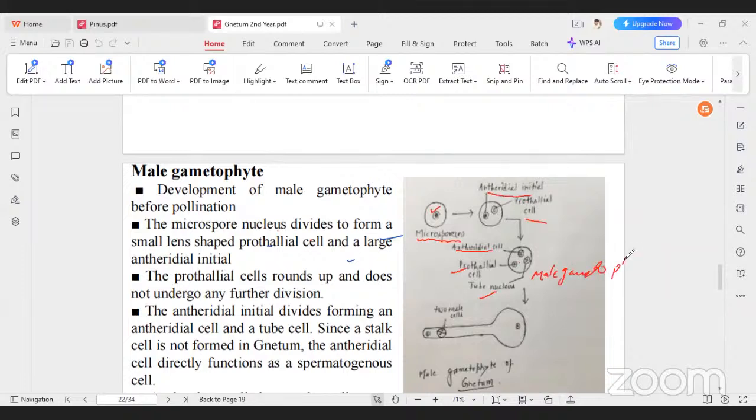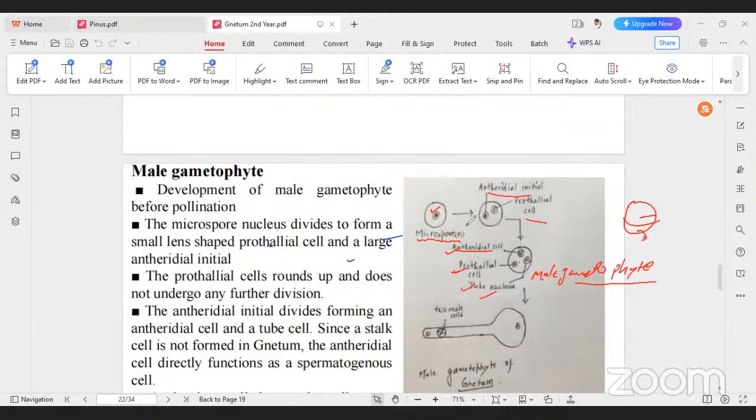The male gametophyte's tube cell can also be called the vegetative cell. Actually, in some species, apart from the prothallial cell, a vegetative cell is also developed. That is mainly formed in angiosperms, but the names are different: antheridial cell, prothallial cell, tube cell. But in some, body cell and vegetative cell; if you take the angiosperms, there are only two cells, the large body cell and the vegetative cell. Both are the only two developed.